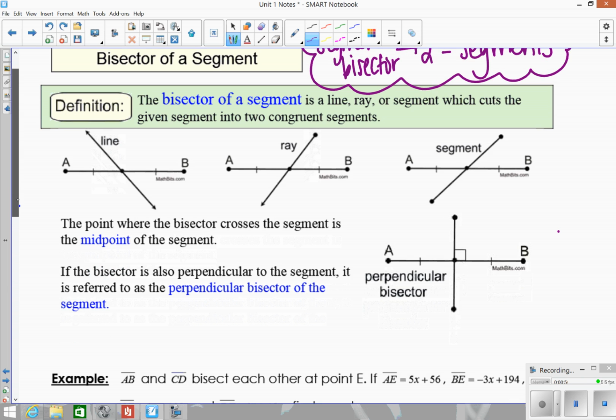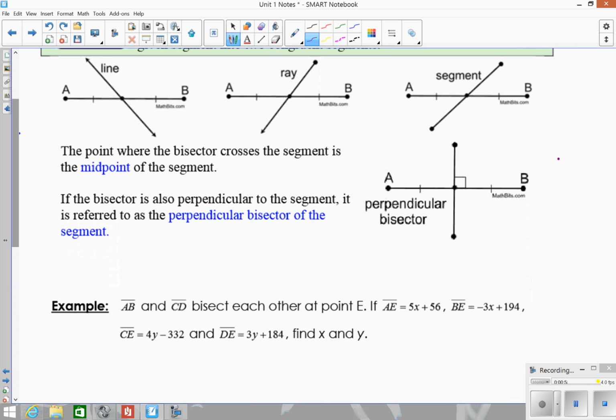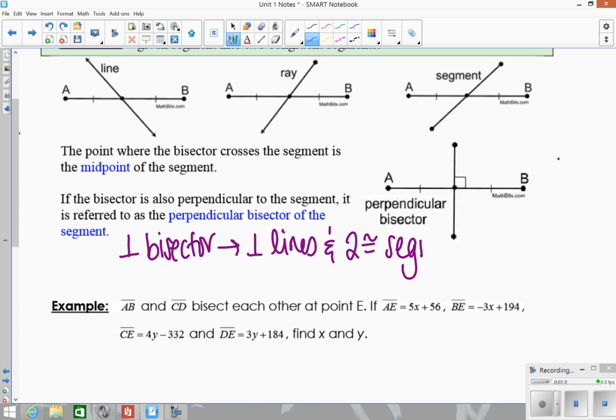If we talk about a perpendicular bisector, the difference is it's going to be a segment, a line, or a ray that's perpendicular to the segment and bisecting. So it has to do two things. If you have a perpendicular bisector, this is the symbol for perpendicular, that implies perpendicular lines, meaning the lines are perpendicular, and two congruent segments. So you get two things out of that.